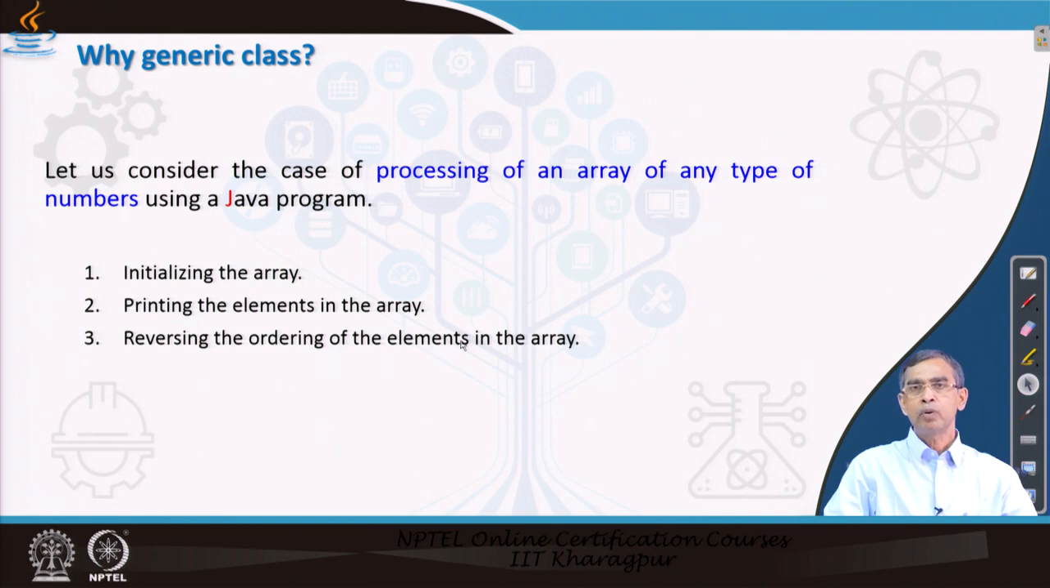Now, this program we want to make generic in the sense that the array that we will use can store any type. Then the method which will print should print any type of array's elements, and another method, reverse, should work if the array stores any type of data. It can be integer, it can be float, or it can be string, or it can be any user defined data type.